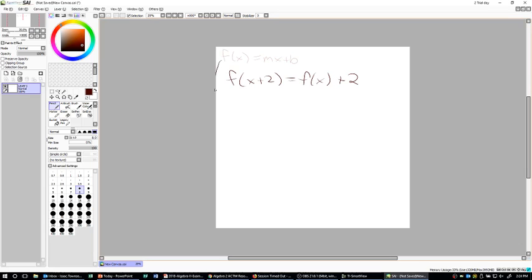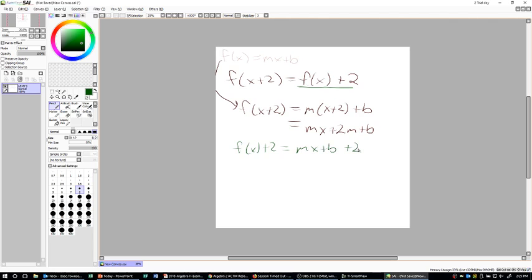if I just take this form, and f of x plus 2 means everywhere there's x, I'm going to replace with x plus 2. That would be m times, replace x with x plus 2, and it would look like that. Now if I'm going to do the same thing with this, if I consider taking f of x and add 2 to it, so here's f of x and add 2 to it.